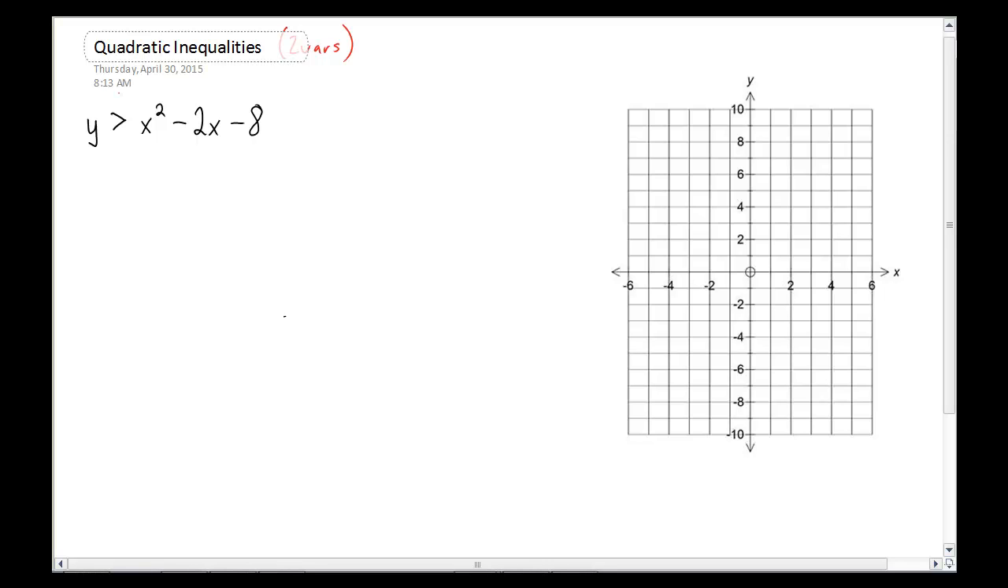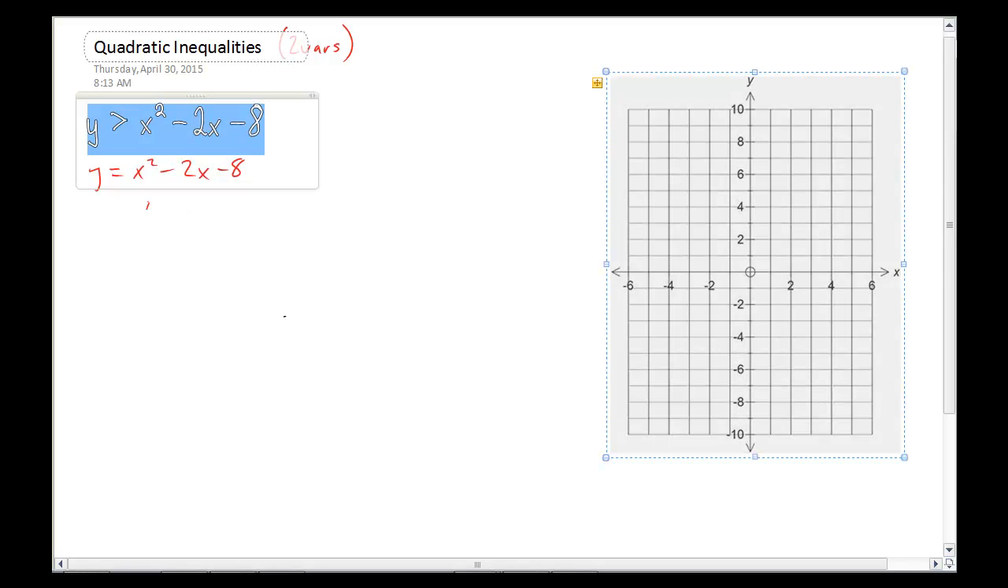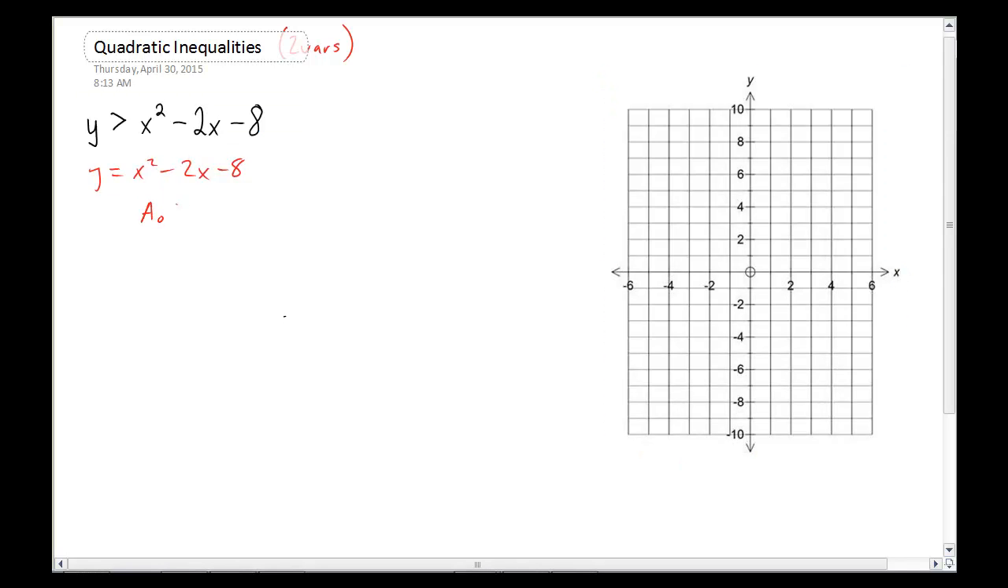So for the moment, we're going to just pretend that this is an equal sign. So y equals x squared minus 2x minus 8. Now remember, the first thing we're going to do is look for the axis of symmetry. And when I get the axis of symmetry, that will be at x equals negative b over 2a.